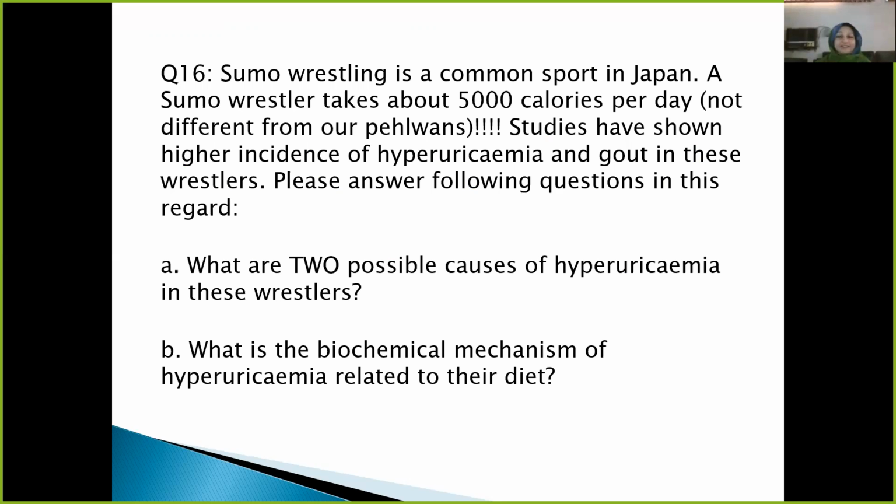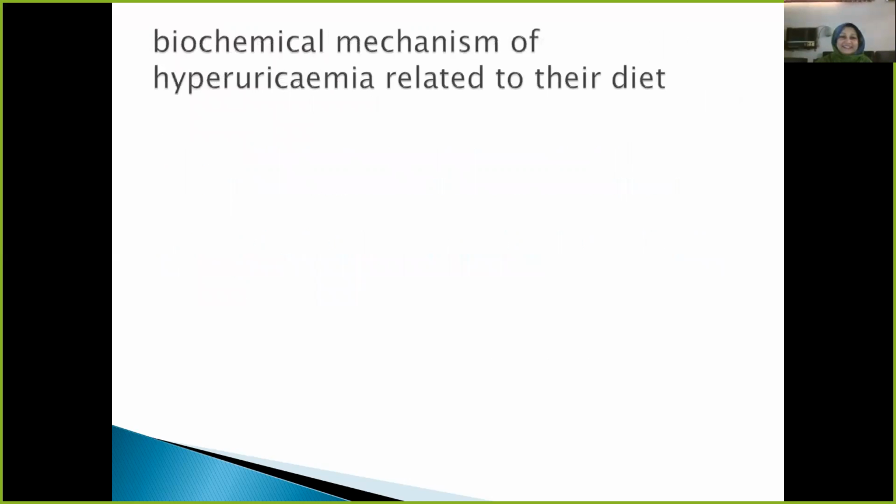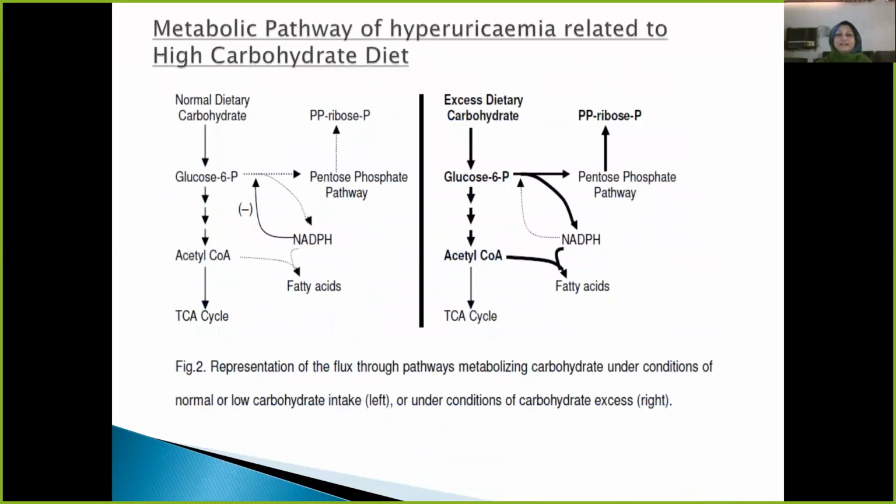Very good, Sumbal. बायोकेमिकल मैकेनिज्म क्या है हाइपरयूरिसीमिया का? ये पाथवे जो है इसको समराइज कर देते हैं। जो बायोकेमिकल मैकेनिज्म है, एक्सेसिव डाइटरी कार्बोहाइड्रेट्स रिजल्टिंग इन increased level of acetyl CoA, which is very difficult to clear through the TCA cycle.